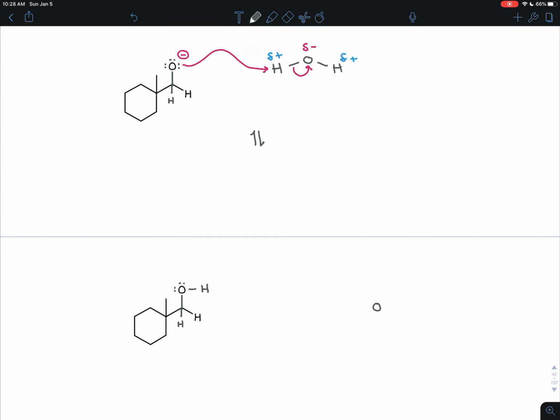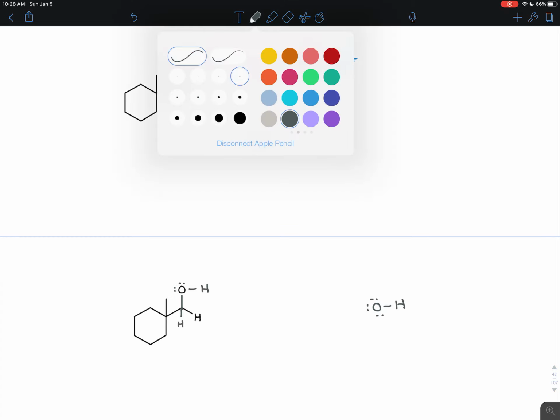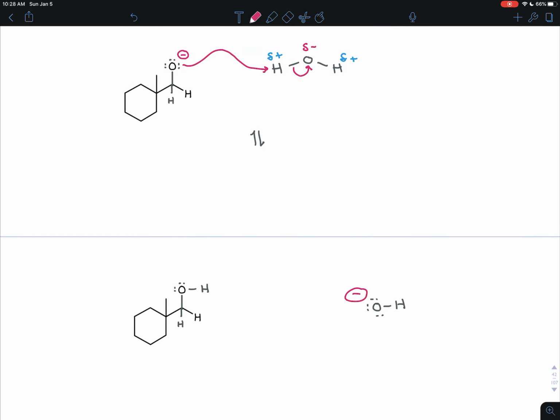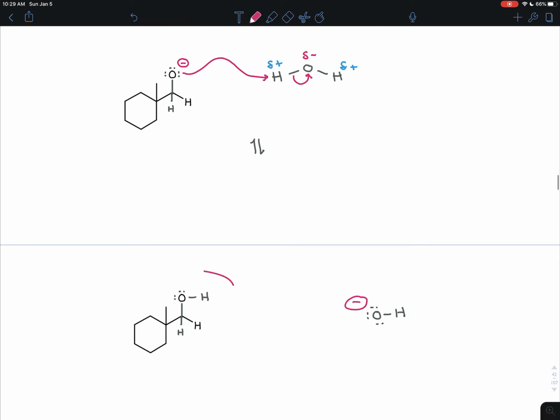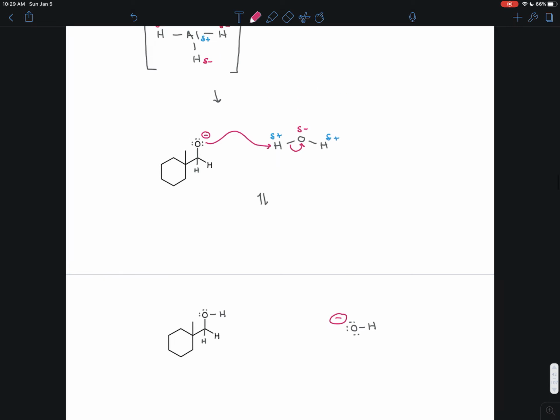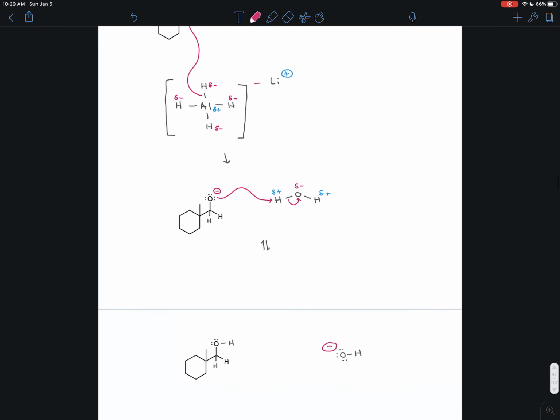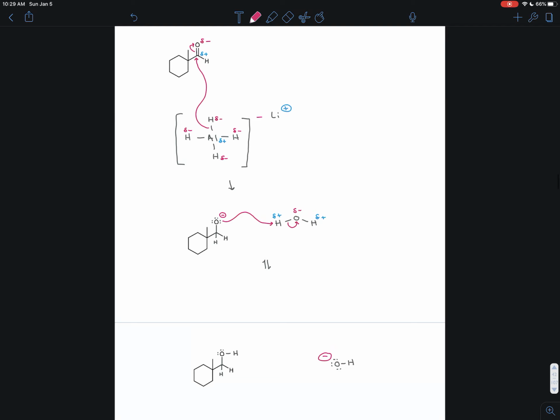Now you also have hydroxide floating around the solution, and that will sort of play a tug of war and try to steal the hydrogen back, which is why I have an equilibrium arrow there. But at any given time, you will have some of the alcohol there, and it'll be in pretty good yield. So overall, this is the mechanism.